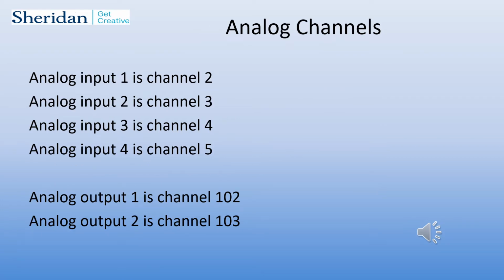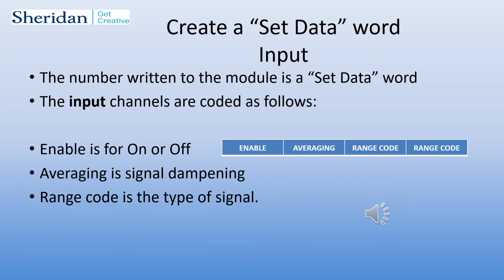Okay, so that makes analog input 1 actually channel 2, analog input 2 channel 3, analog input 3 channel 4, and analog input 4 channel 5. When it comes to the analog outputs, analog output 1 is channel 102, and analog output 2 is channel 103. The hex number is what they call a set data word. It's written right to a word or a channel, and this has to be configured.